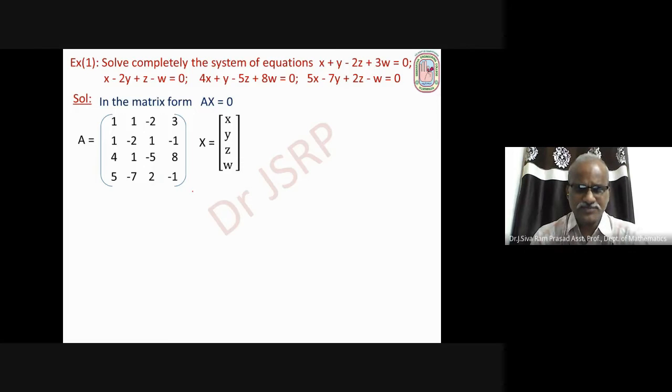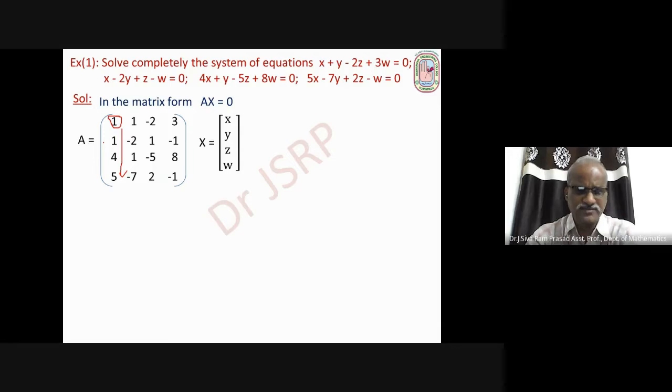Now what is the problem? We have to verify whether the system has a non-trivial solution or not. So for that, find rank of the coefficient matrix. So to find rank of the coefficient matrix, convert to echelon form. In first row, first non-zero element is 1. Use it to make zeros below.